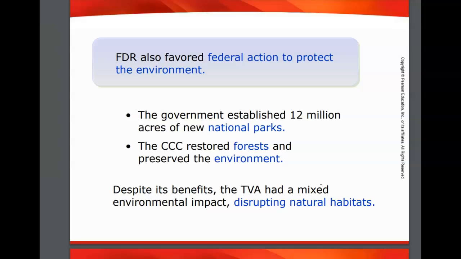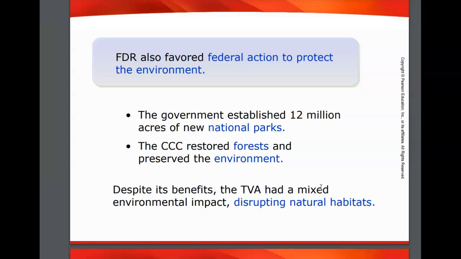FDR also favored federal action as part of the New Deal to protect the environment. He was similar to his fifth cousin Teddy Roosevelt that way. Teddy Roosevelt was a huge environmentalist and conservationist, we know. FDR probably wasn't on the same plane as Teddy Roosevelt, but the government did establish 12 million acres of new national parks, and the Civilian Conservation Corps, we know, was environmental in nature. That was basically the point of the CCC, to restore forests and to preserve the environment.